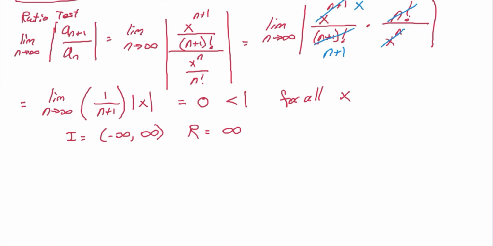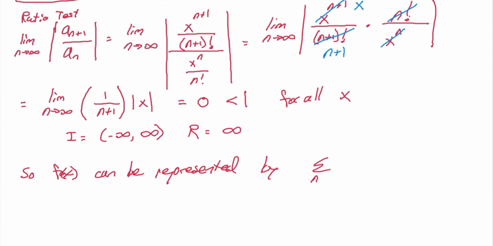So that tells us f of x can be represented by the sum from n equals 0 to infinity of x to the n divided by n factorial on the interval from negative infinity to positive infinity. So what does that do for us?